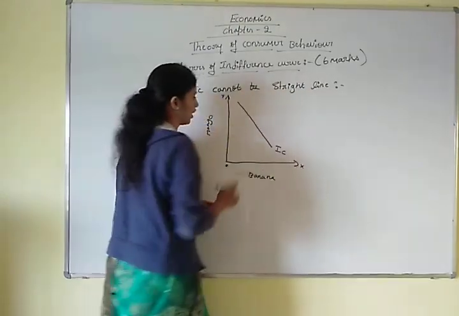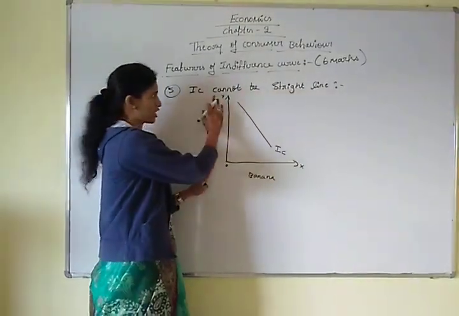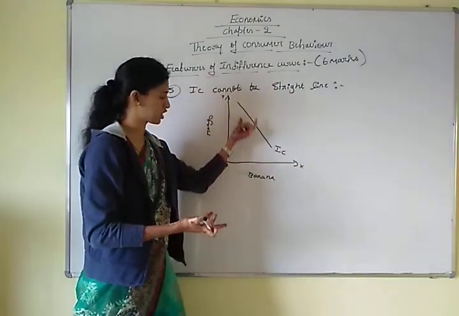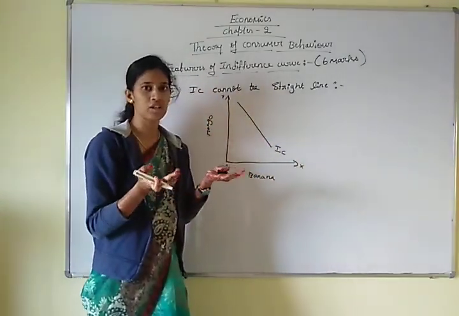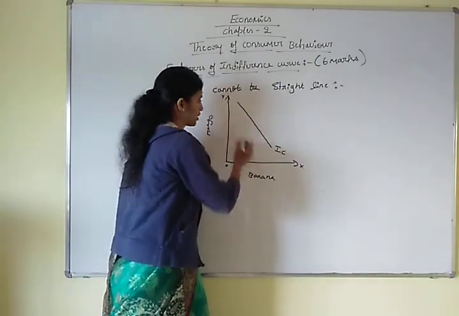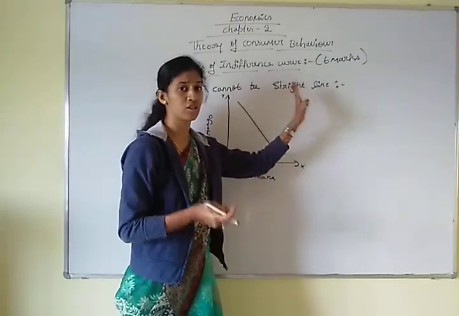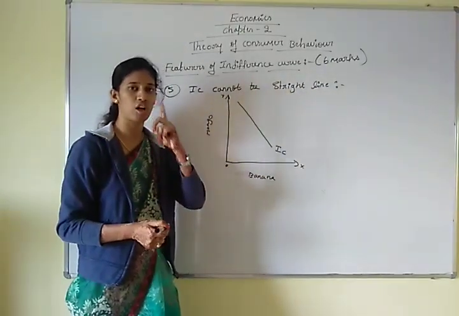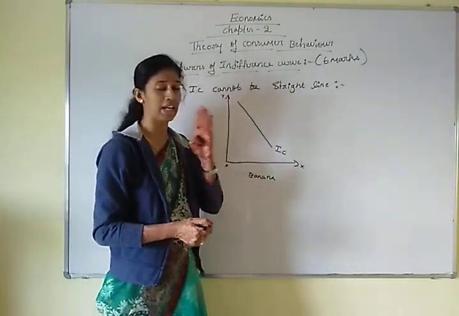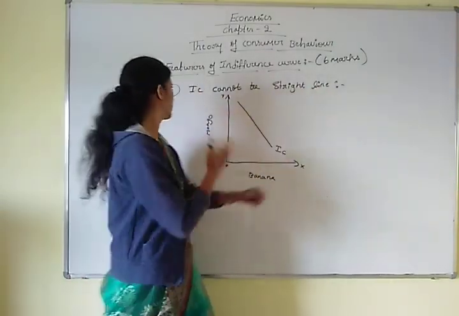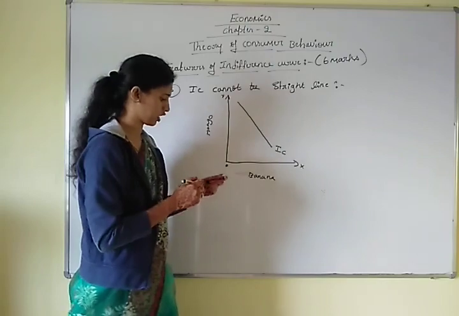Okay. So the indifference curve cannot be a straight line. If it were a straight line, the two commodities would give the same quantities. So the indifference curve is always downward sloping, not a straight line. It is a negative sloped curve. It is not a straight line. Okay, this is the fifth feature of the indifference curve. Next, the sixth one.